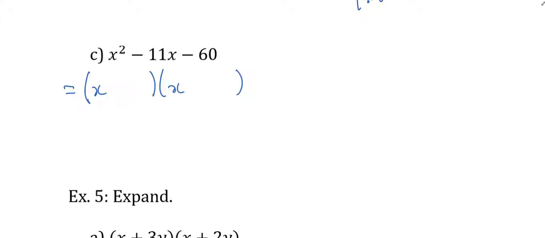So we talked about the signs. We already talked about the negative. The -60 tells me the signs have to be different. Okay? So I'm actually looking for two numbers that multiply to 60, but then what? They will add to -11, or you might think of it as subtracting to -11.